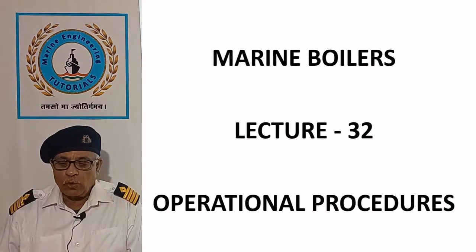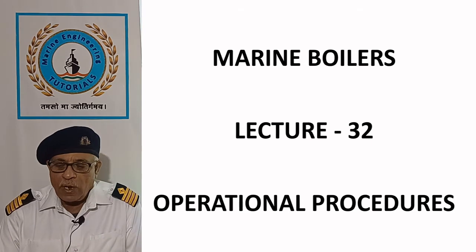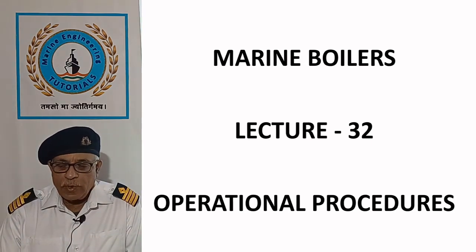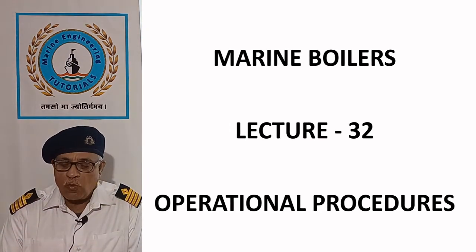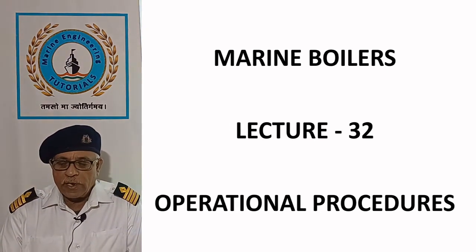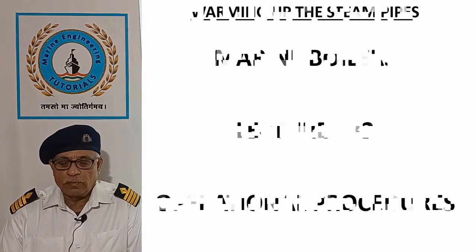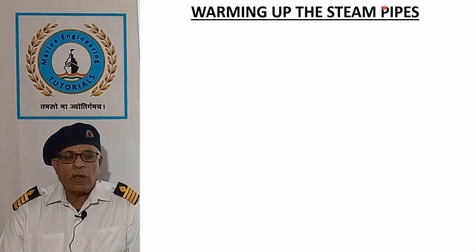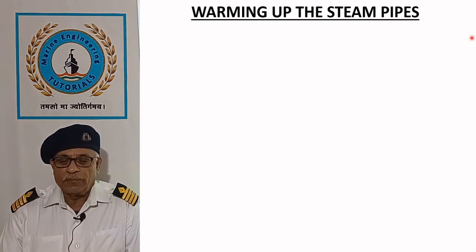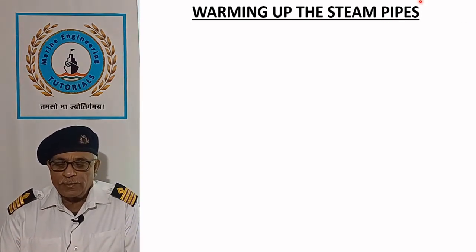These operations include warming up the steam pipe, blowing down, laying up the boiler, action in the event of shortage of water, detecting leakage in the boiler, and plugging the ruptured tube. Warming up the steam pipes. Before using the steam for any application, steam pipe should be gradually warmed up.